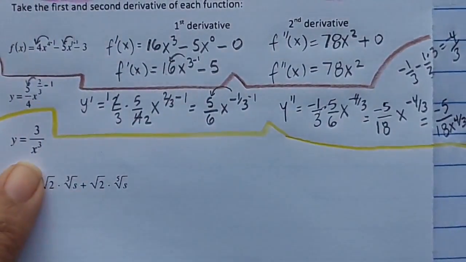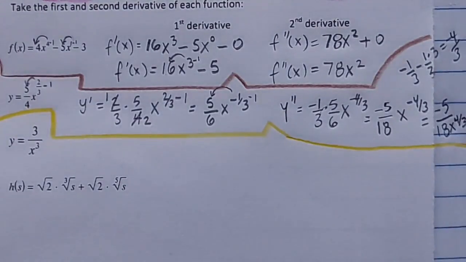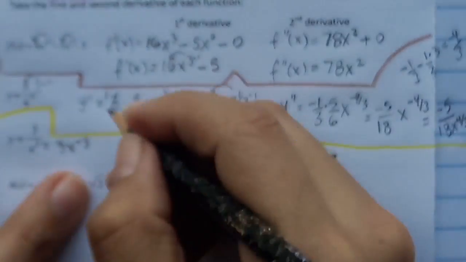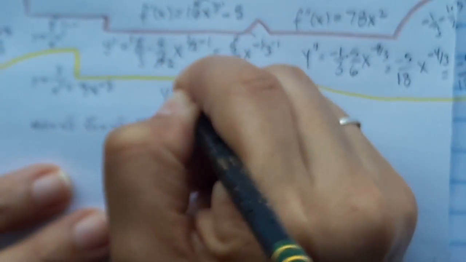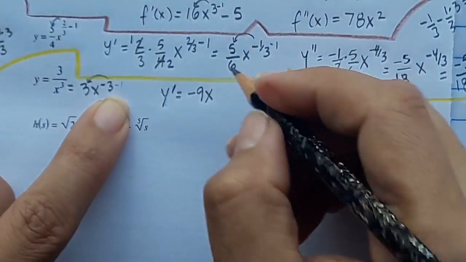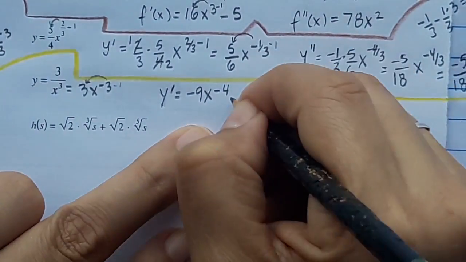Let's take a look at another example. So before I do this one, let me just rewrite this. Let me bring the x cubed to the top. So it's going to be 3x to the negative 3. Then multiply the power by the coefficient. So negative 3 times 3 is negative 9x, and then subtract 1, so it's negative 4.